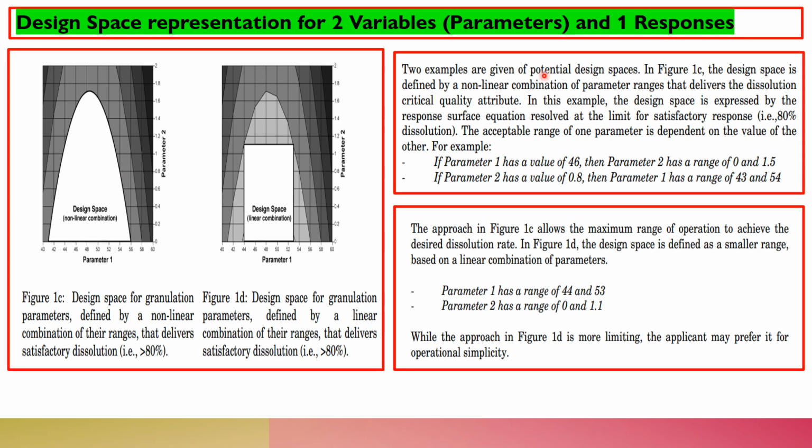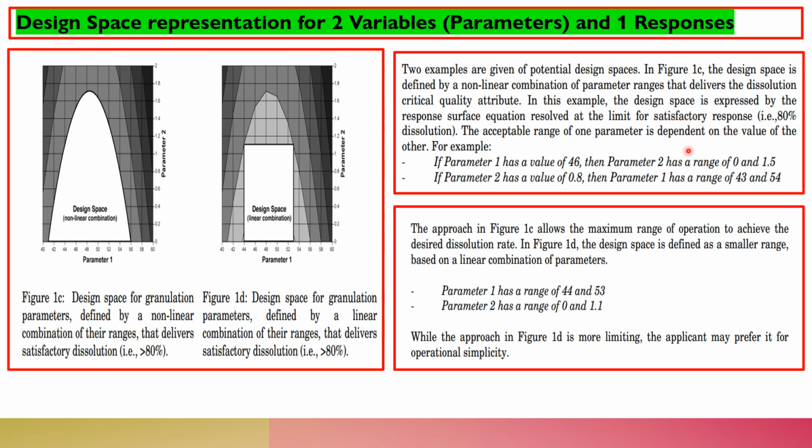In Figure 1C, the design space is defined by a non-linear combination of parameter ranges that deliver the dissolution critical quality attribute. In this example, design space is expressed by the response surface equation resolved at the limit of satisfactory response, that is 80% dissolution. So they set their goal that dissolution is required to be more than 80%. What are the values of parameter 1 and parameter 2 in this wide range? Whatever parameter 1 and parameter 2 values we keep, we'll get dissolution greater than 80%. Above this will be the edge of failure, and our dissolution will fail. Inside it our dissolution will pass, based on the quadratic, non-linear relationship between parameter 1 and parameter 2 established through the DOE study. So in this example, the design space is expressed by the response surface equation resolved at the limit of the satisfactory response, that is 80% dissolution.